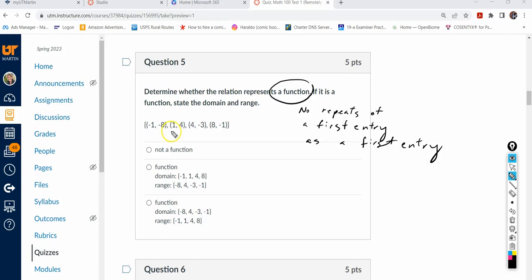+1 is not repeated as a first entry. +4 is not repeated as a first entry. And +8 is not repeated as a first entry. So this is a function. And so the domain is going to be the set of first entries. And the range will be the set of second entries.